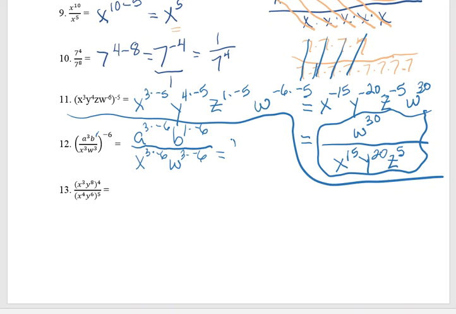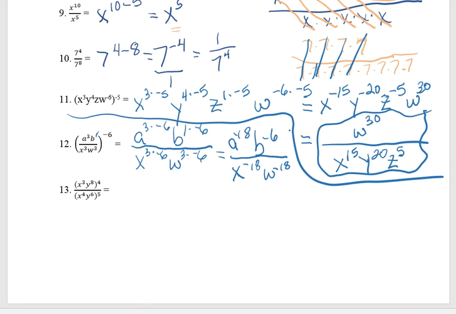So I'm going to go ahead and do the multiplication of the exponents. 3 times negative 6 is negative 18. 1 times negative 6 is negative 6. X, 3 times negative 6 is negative 18. 3 times negative 6 is negative 18.